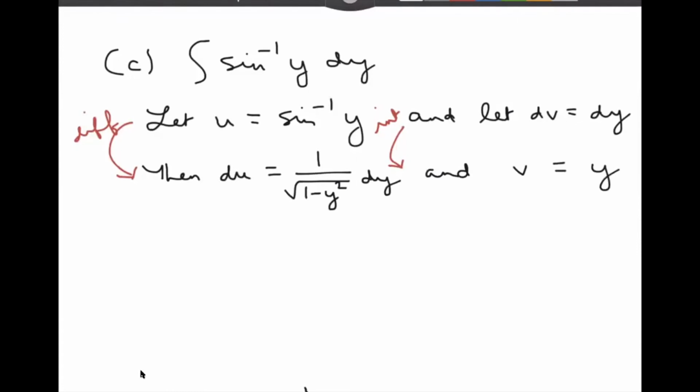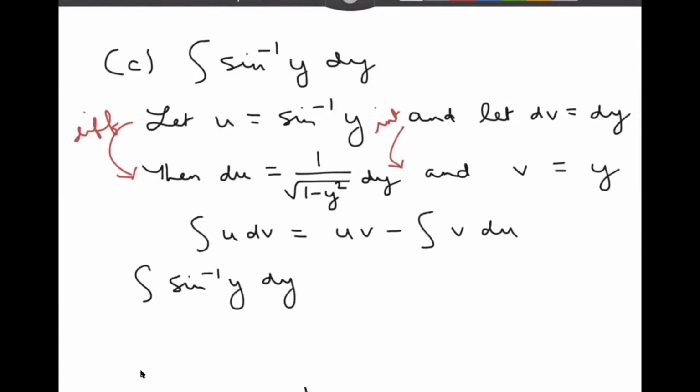All right. So the integration by parts formula says integral u dv is equal to uv minus integral v du. So in this case, the integral of inverse sine y dy is equal to uv, which is y inverse sine y, minus integral v du, which is the integral of y over the square root of 1 minus y squared.